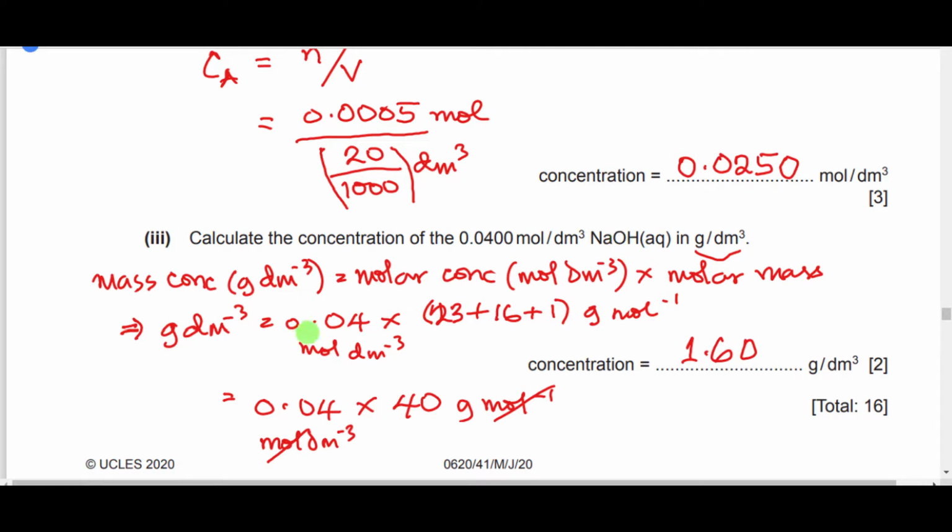So by the time we substitute the values, the molar concentration of the base is 0.04, and we can calculate the molar mass of the base, which is 40. The relative atomic mass of sodium is 23, oxygen is 16, and hydrogen is 1. You can get all these values from your periodic table, right? So if we evaluate this, we have 0.04 times 40, which gives us 1.60 grams per dm cube. And that brings us to the end of question 4.